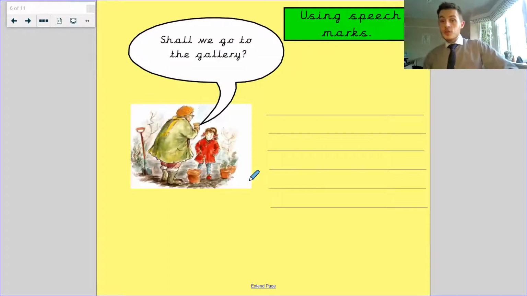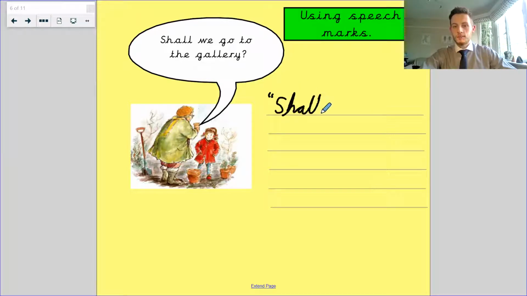Now, we're going to use speech marks and we're going to write out the speech bubble here. So we need to start with our 66, and that's the start of our speech. "Shall we go to the gallery?" That's what grandma said. So we need a capital S because it's the beginning of our sentence. Shall we go? Now I'm copying it out exactly as I wrote it, as if I did it yesterday, carrying on my work. Shall we go to the gallery?